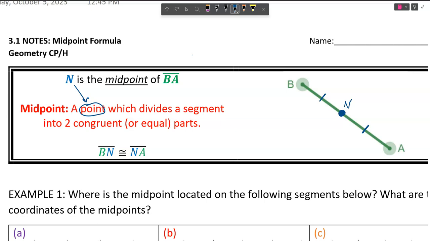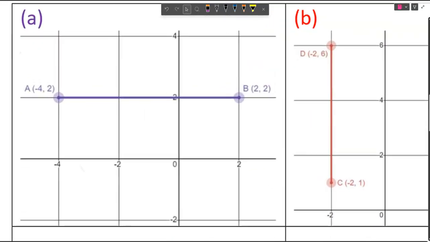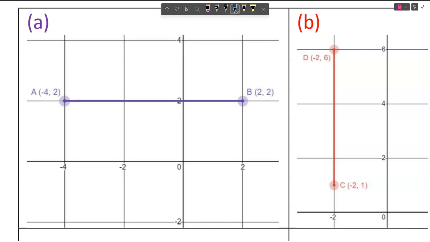So we're going to move this into the coordinate plane now, and talk about how we can find the midpoint graphically. Let's take a look at this first example. There are three of them here. In this first one, we're looking at the horizontal line segment AB. Notice I've provided the coordinates here. Where would the midpoint be located if point A is at (-4, 2), and point B is at (2, 2)?